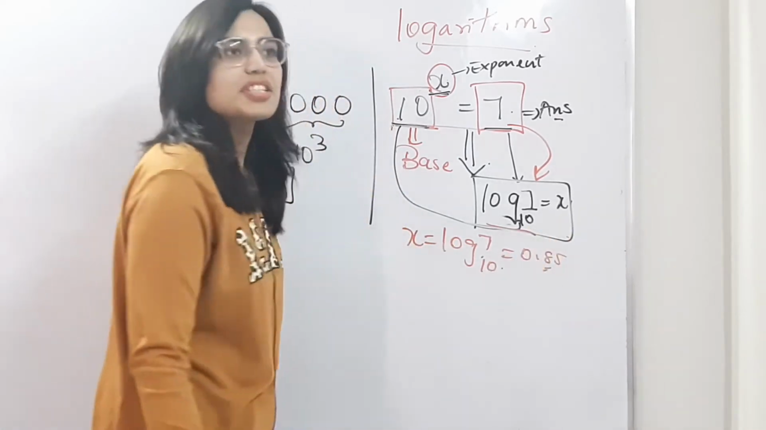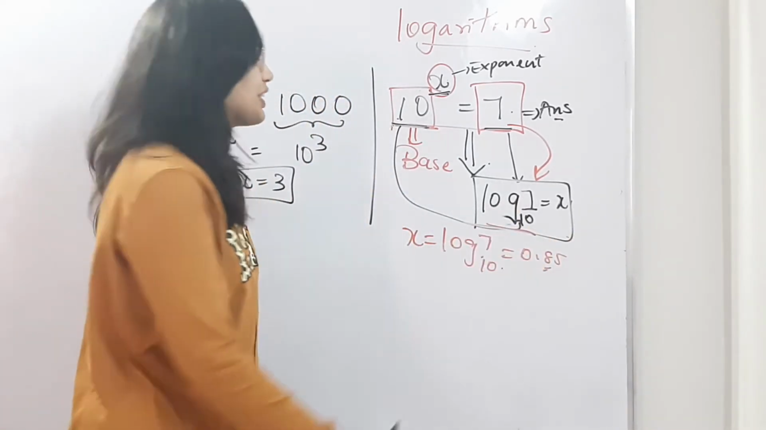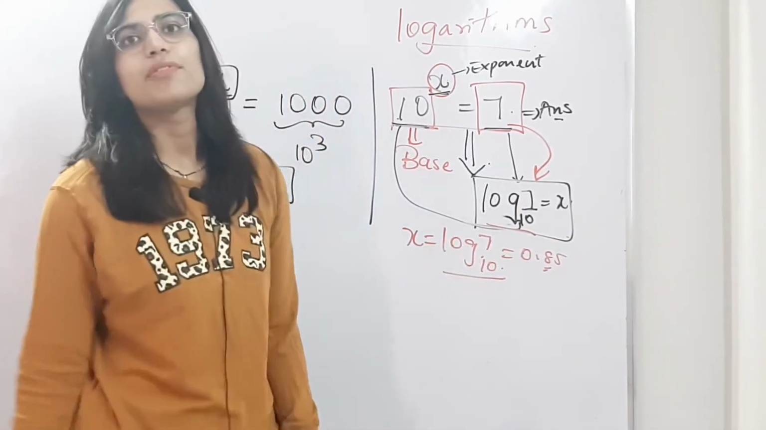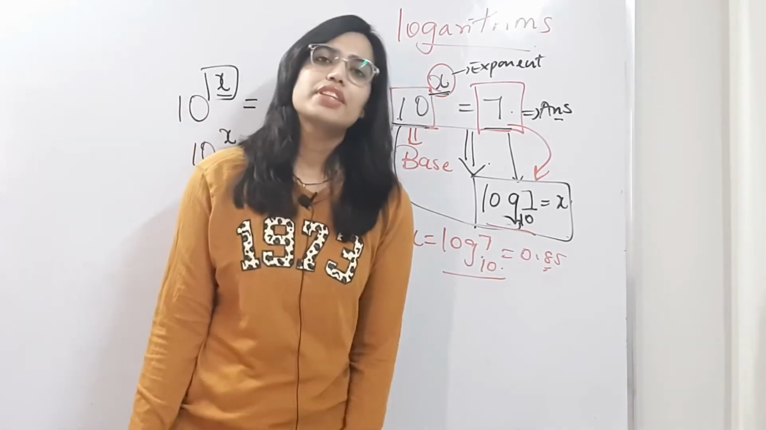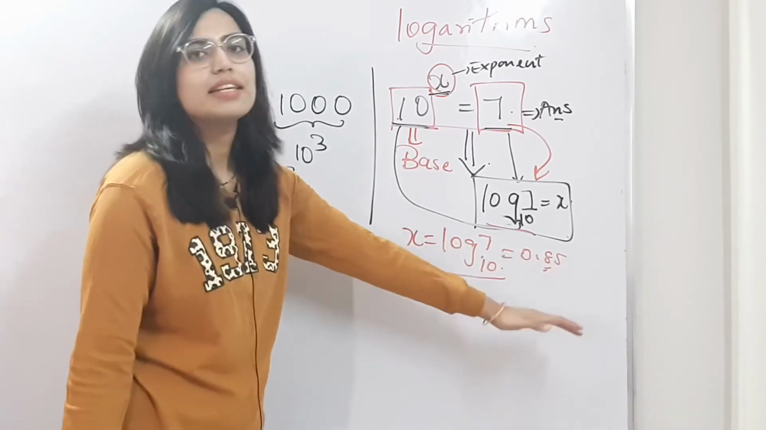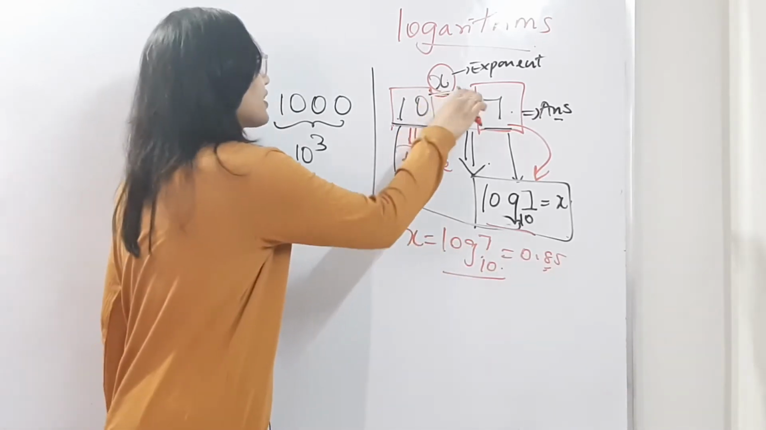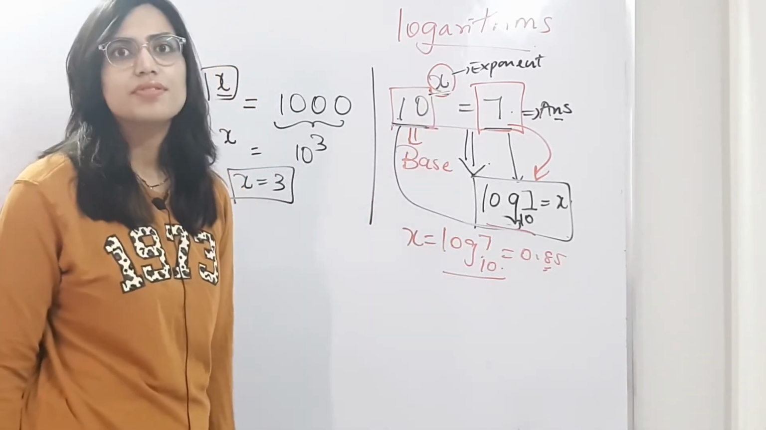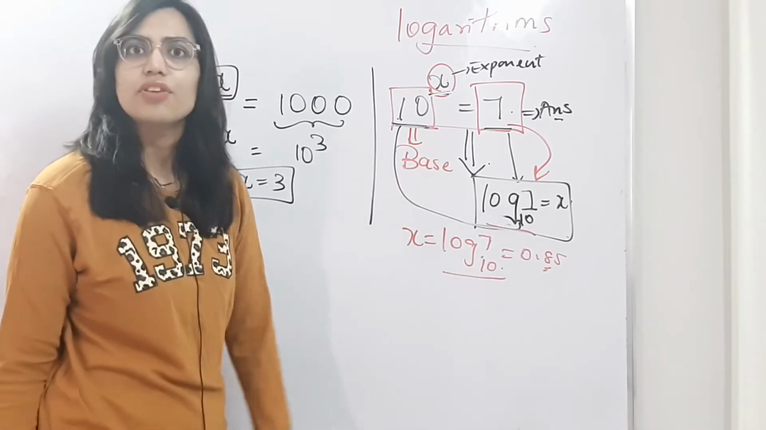That is, the value of x is nothing but log 7 to the base 10, which is 0.85 something, but 0.8 is the value. And you will get this value with the help of logarithm tables or with the help of a calculator. This is how you easily find out the value of x using logarithms. This is the definition of logarithms.